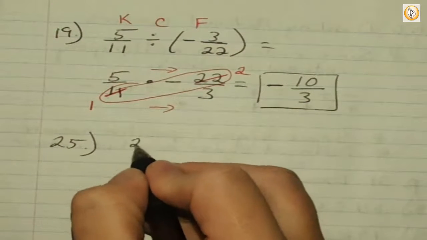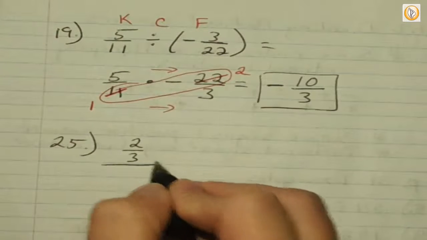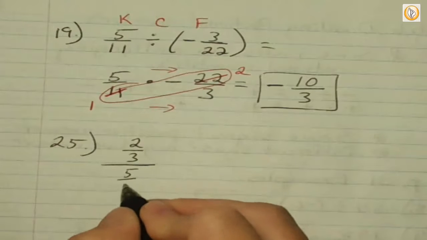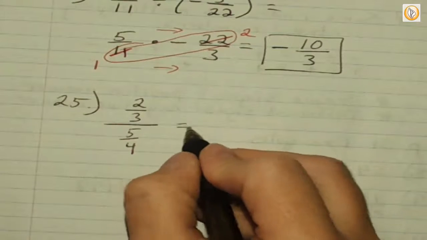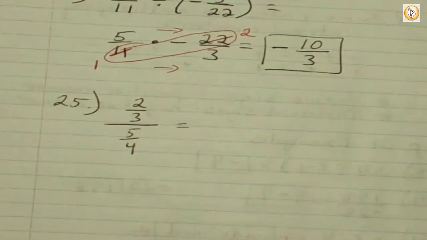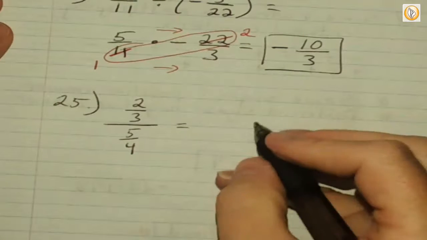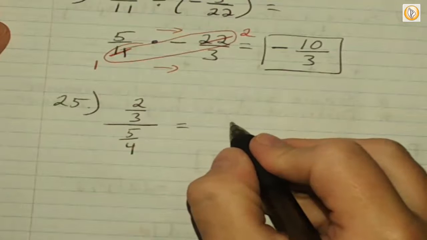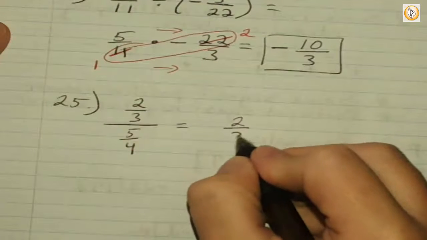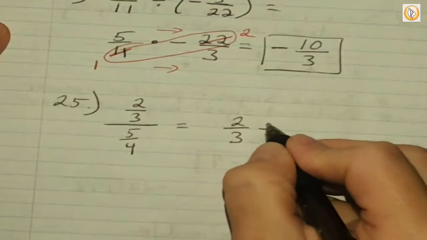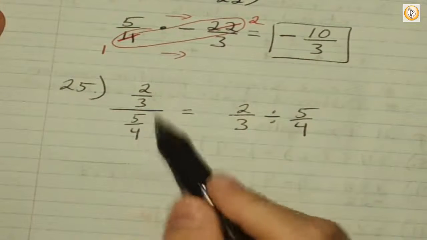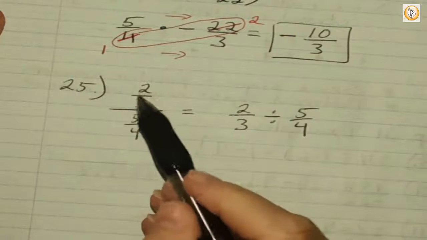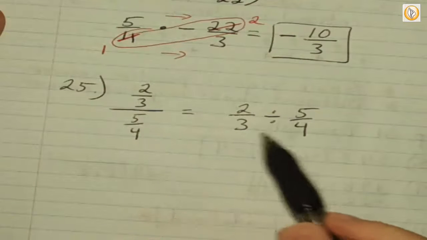Taylor, I have 2/3 divided by 5/4. Can we rewrite this to make it look prettier? How would you rewrite it? 2/3 divided by 5/4. Perfect. Good job. Okay, so look what he did. Don't let that freak you out. That's just saying this fraction divided by this fraction. So he rewrote it perfectly.